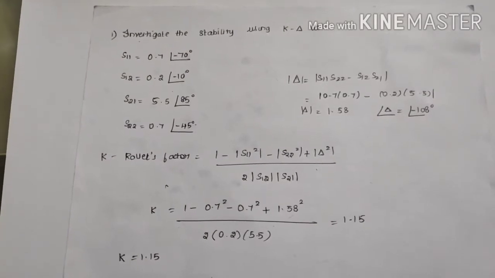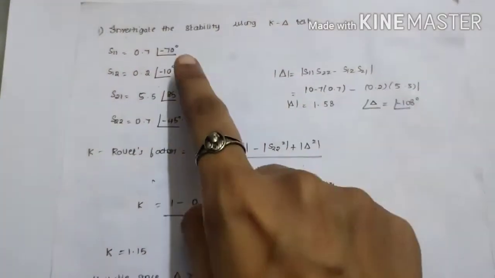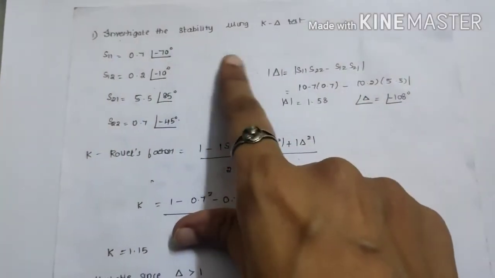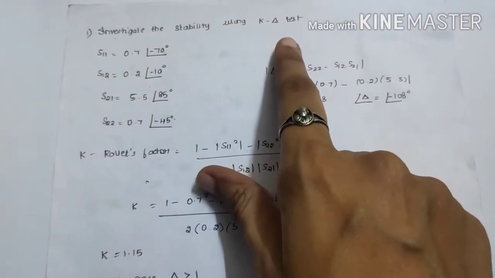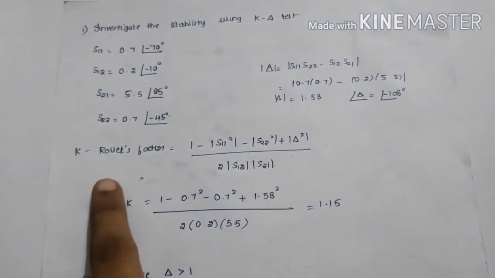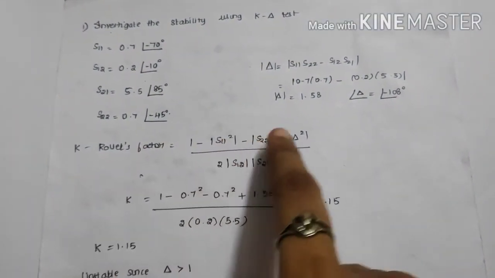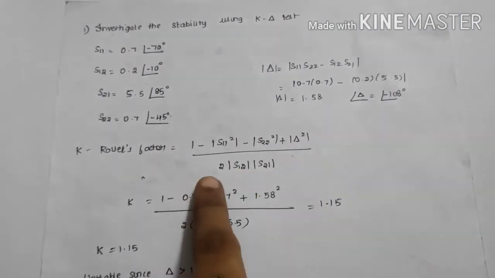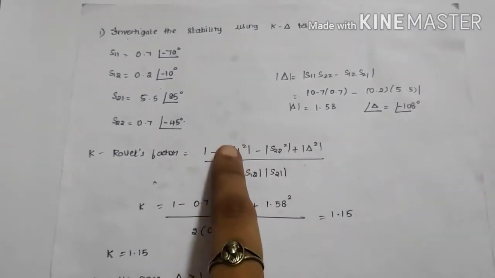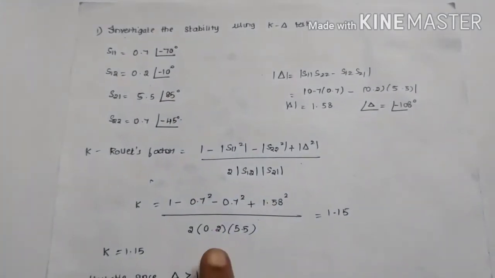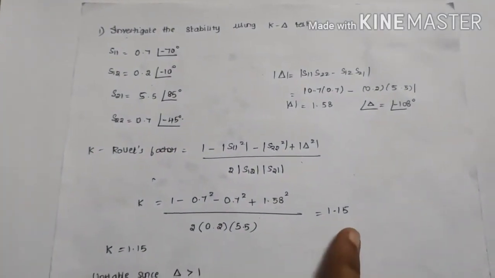So in our problems, the four S parameters, S11, S12, S21 and S22, will be given. We will be asked to investigate the stability using the K-delta test. K is the Rollett's factor, given by 1 minus mod S11 squared minus mod S22 squared plus mod delta squared, divided by 2 times S12 S21. Modulus means take the magnitude alone, no need to consider the angle part. So substitute the values and find the value of K.